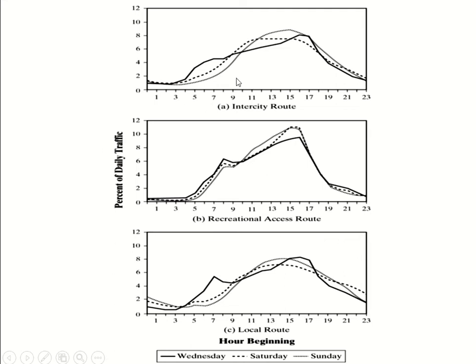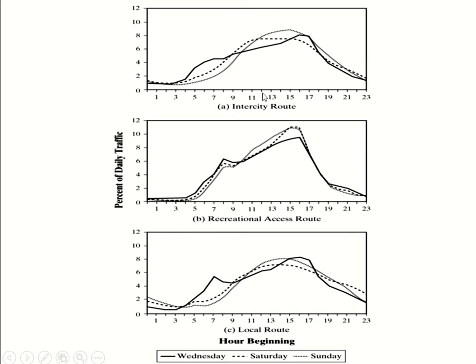These are three graphs showing traffic variation on different days of the week. You see different lines in each graph, one representing Wednesday, which is a weekday, another representing Saturday, another representing Sunday. On the x-axis you have the time of the day, on the y-axis the percentage of daily traffic coming in that hour. So this graph shows you the peak hours. The hour which has a higher percentage of daily traffic becomes a peak hour. The peak hour for all the graphs here is between 3 and 5 p.m., for all the days, and the trend of traffic is almost the same for different days of the week.